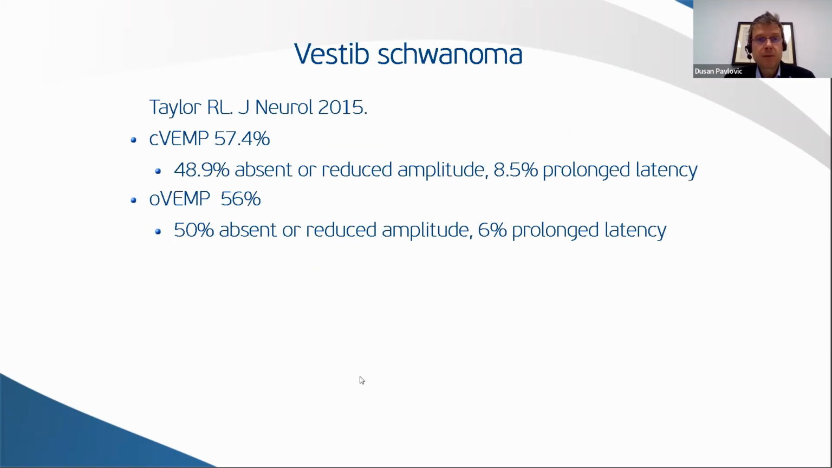Well, CVEMP is pathological in 57%, OVEMP 56%, pretty much similar. The most frequent finding is reduced or absent amplitude. But in some cases, you can have a prolonged latency, but it is, as we can see, in less than 10% of those patients.